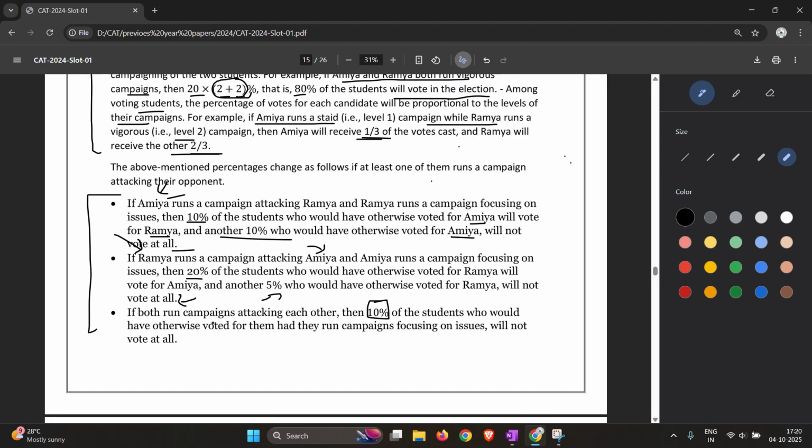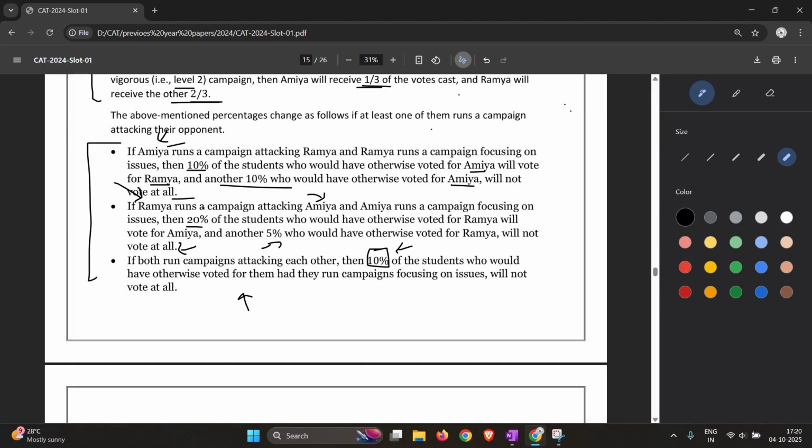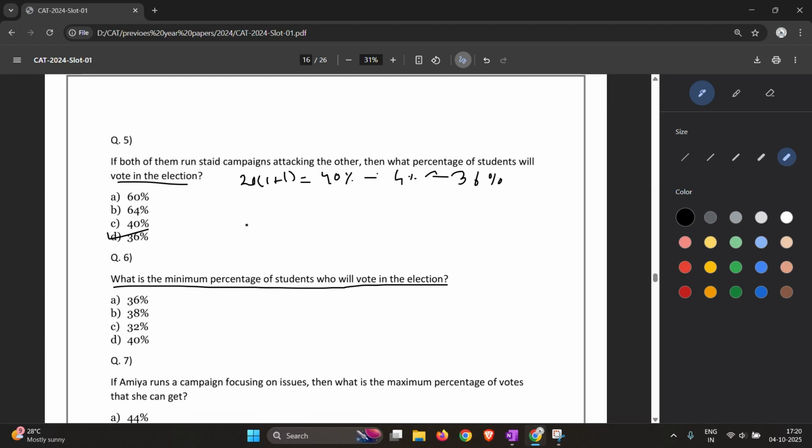So let's assume that both of them are running an attacking campaign, since that is the scenario which loses the highest number of voters, 10% of all the total voters, right? So 20%, losing 20% of a single person, is also the same when both of them are running the same type of campaign, but otherwise it might be less. But this is the scenario which loses the most amount of voters. So this is exactly the scenario which has the least amount of voting. So we don't even have to calculate. We can just go ahead and tick 36% as the minimum percentage of students that will vote in the election.